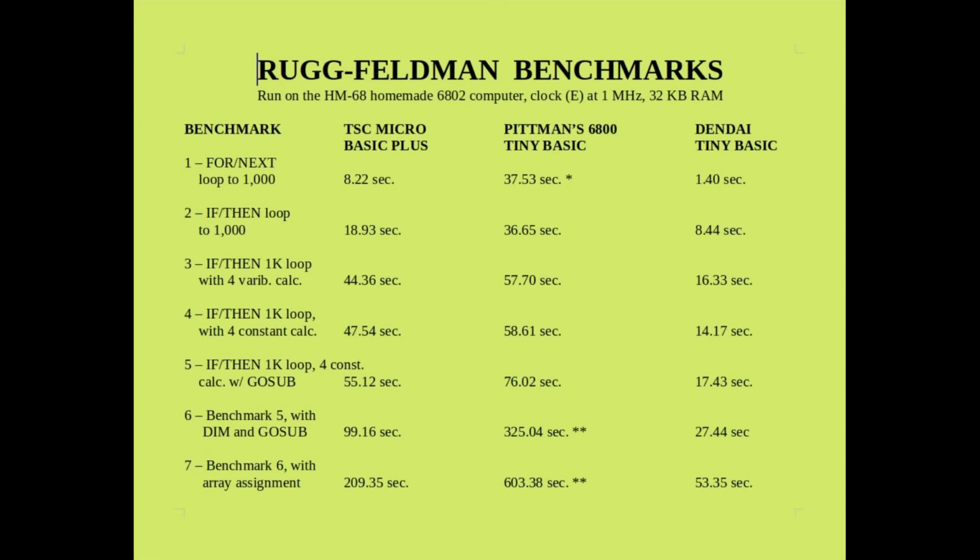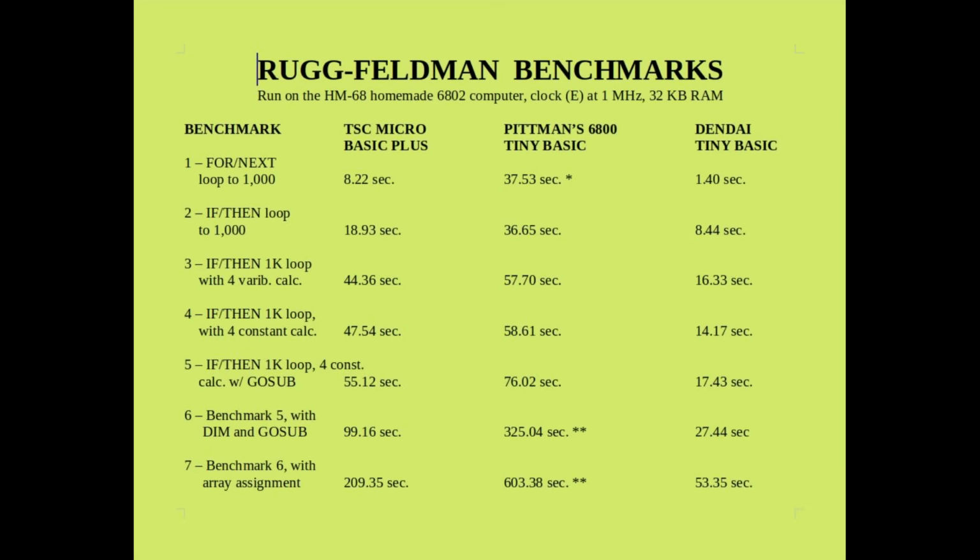Now, first off, it is not fair to put some of these benchmarks on Pittman's 6800 Tiny BASIC because it doesn't have FOR NEXT loops. There's no array. You can kind of simulate it if you want with peeking and poking into memory to have an array, but it's just not fair. And with TSC MicroBASIC Plus, you see that the binary coded decimal arithmetic really hampers this thing. Dendai is many times superior in terms of execution.